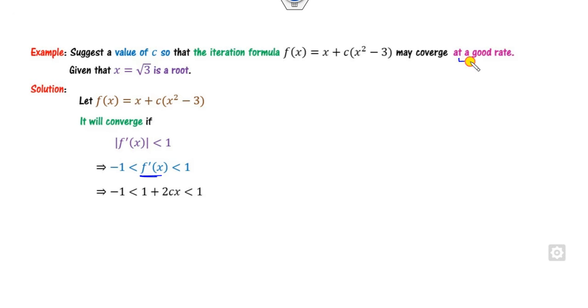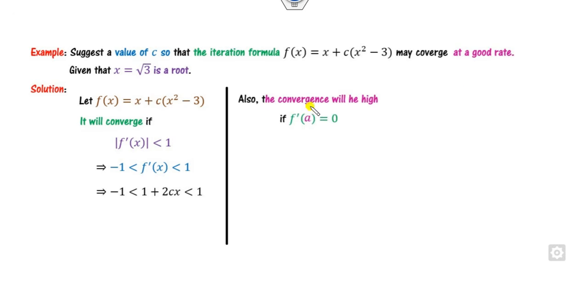Another condition is given to you. It is convergent at a good rate. When anything is convergent at a good rate, the derivative will be 0, because the slope will be 0. So you can see the convergence will be high when the derivative at a, where a is my root of the equation, the root is root 3. So a is my root 3.